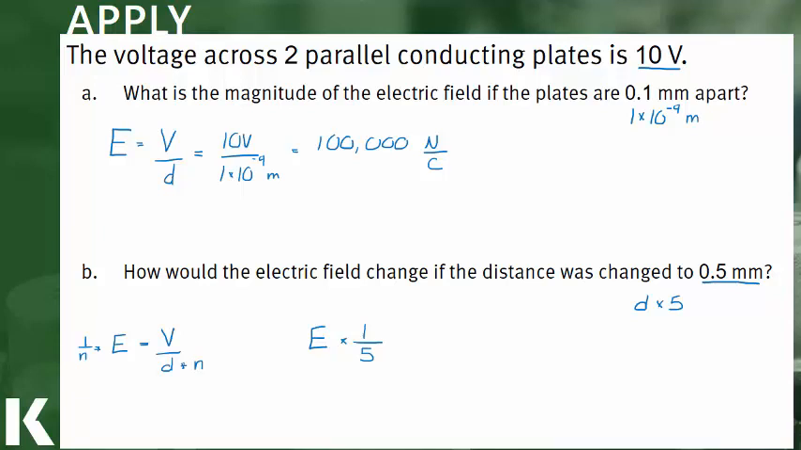So here, if I had 100,000 newtons per coulomb, the new electric field magnitude would be that 100,000 divided by 5, or 20,000 newtons per coulomb. So now you should feel more comfortable calculating the magnitude of the electric field between the two plates of a capacitor.